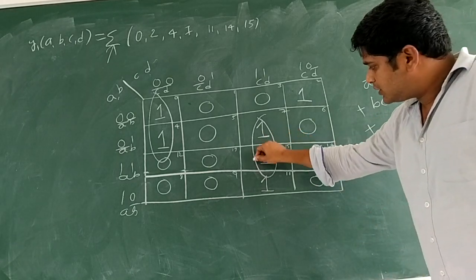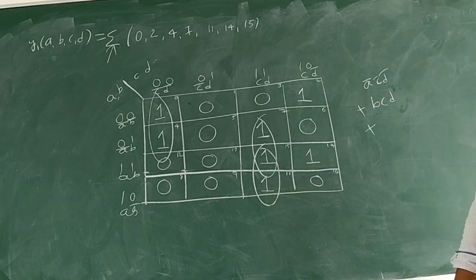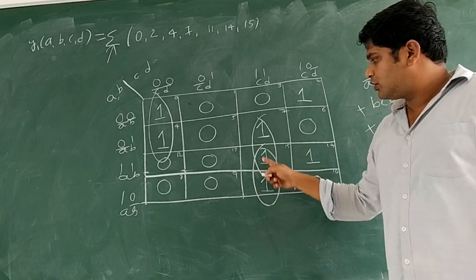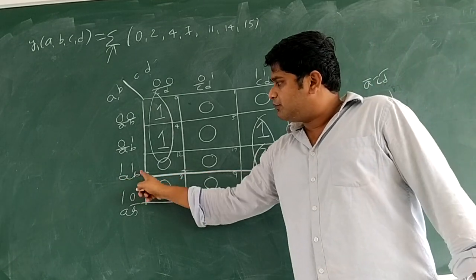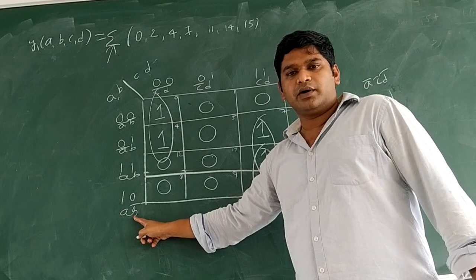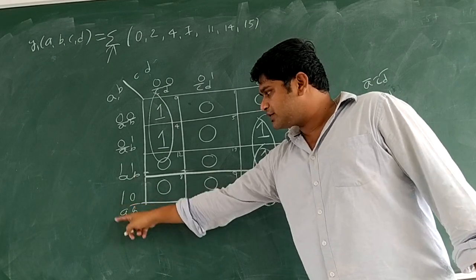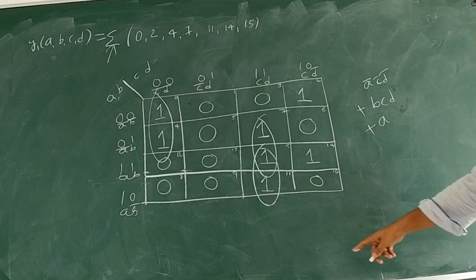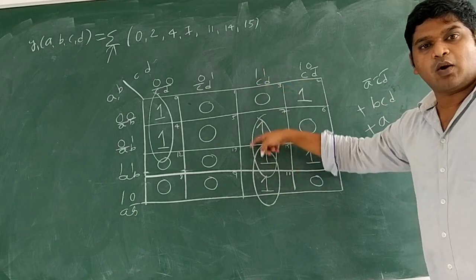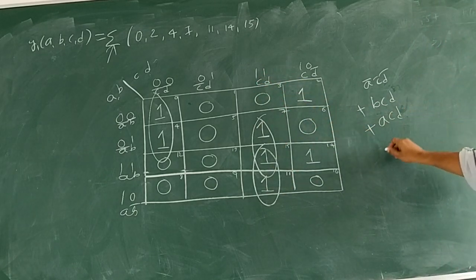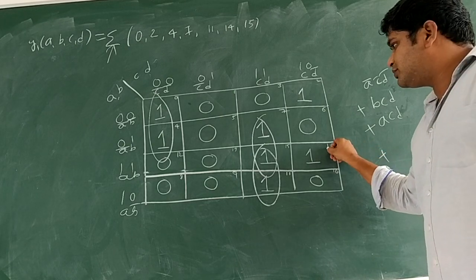Next, cover like this. So what is this? Vertical cover. So A B on one side, A B bar on one side. So B and B bar cancel. We are left with A. Since it belongs to the same column, what is it called? C D. Okay.